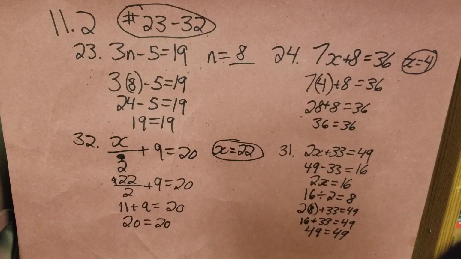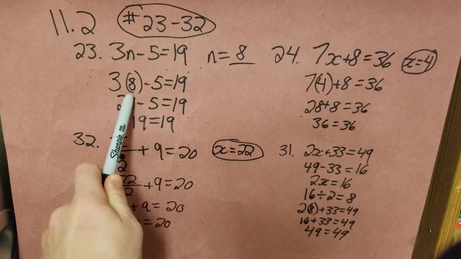So I'm going to try 8. 3 times 8 is 24. 24 minus 5 is 19. Hey, I got it. I guessed right. That's just the guess part. The second part is the check, and the check is what's really important about these questions, because the check is what you've done yesterday and the rest of this week.